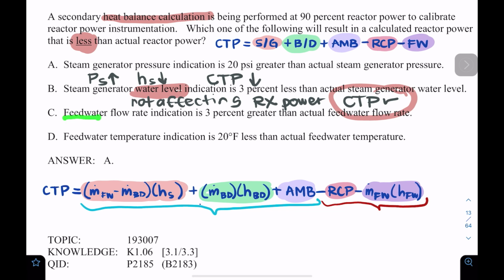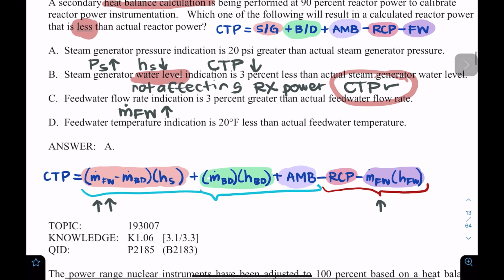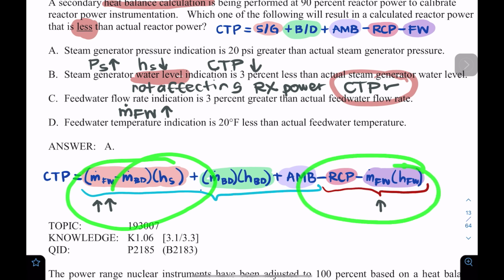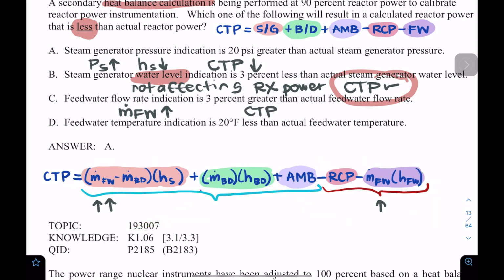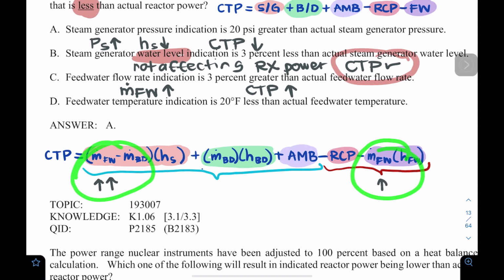The next one says that the feed water flow rate indication is 3% greater than the actual feed water flow rate. Okay, so we are talking about the feed water flow rate, right? That is greater. So in this case, any change that we would do here is going to be greater on this side. That means that our core thermal power in here, if we do our math correctly, is going to be greater, right? From before and after. But you can see that's very straightforward because it goes directly into the mass flow rate for feed water.